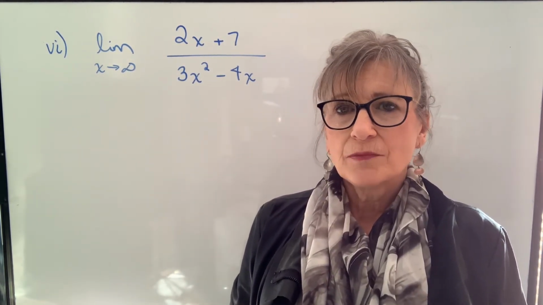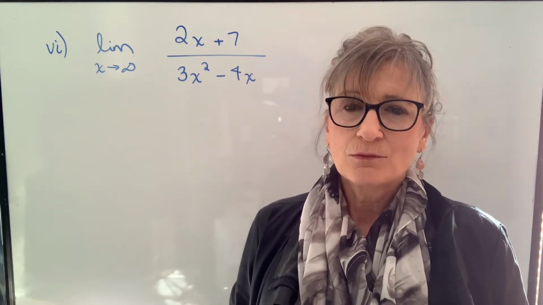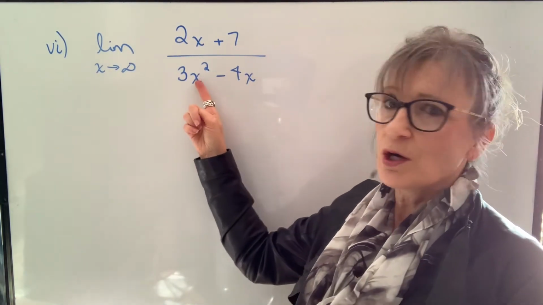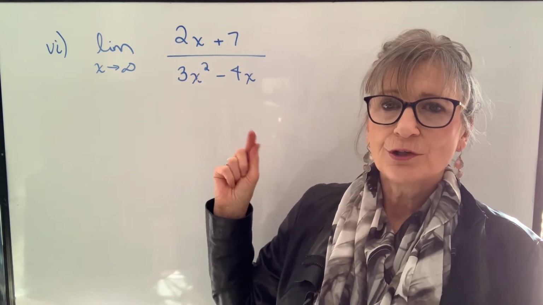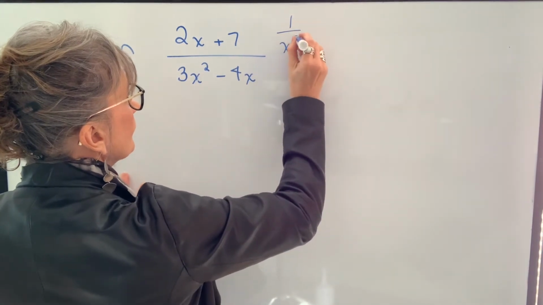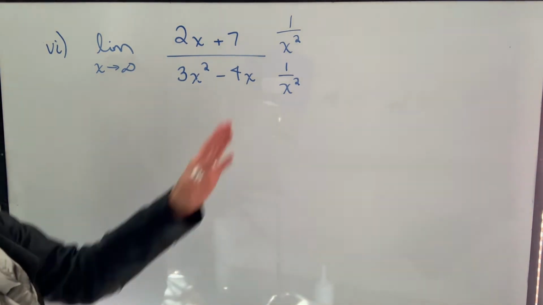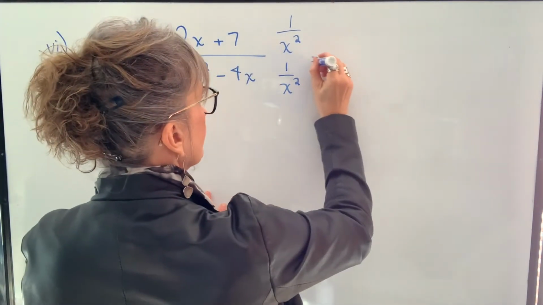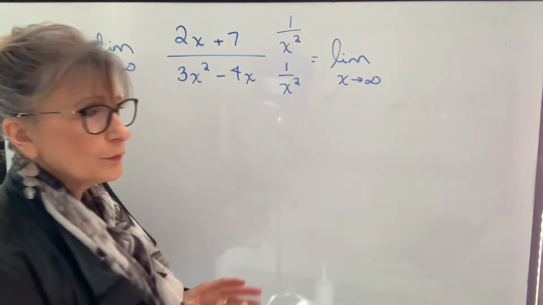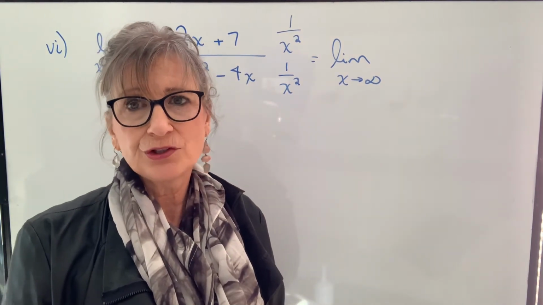The strategy that we're going to use to find this is to divide by the highest power of x in the whole expression, and our highest power is x squared. So I'm going to multiply the numerator and the denominator by 1 over x squared. Dividing by x squared is the same as multiplying by 1 over x squared. When I do that, I'll be left with terms that are either constants or fractions where x is only in the denominator.